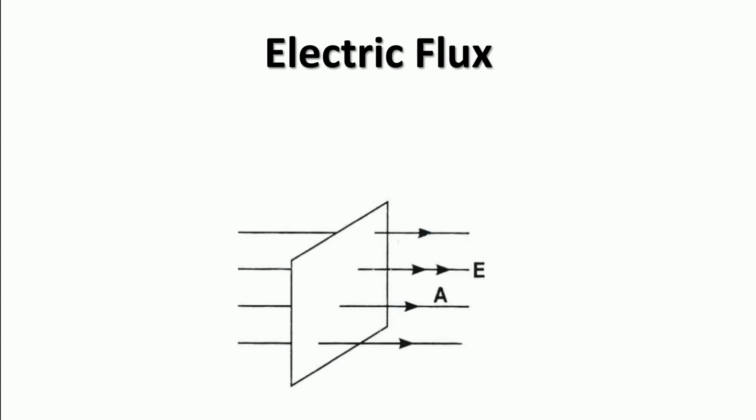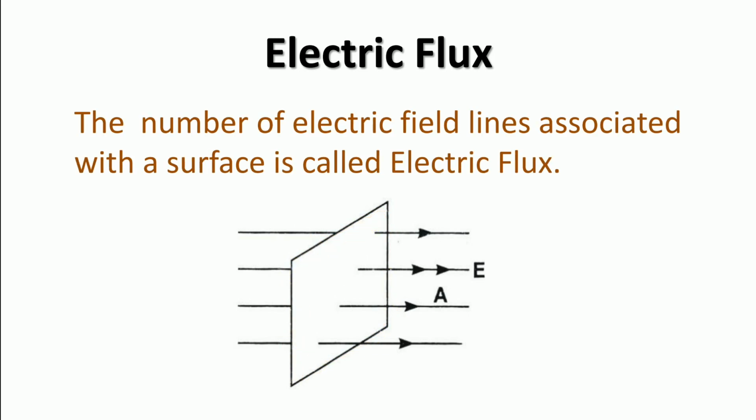Watch here. This is a surface which is placed in the electric field. These are the electric field lines in which this surface is placed. So the number of electric field lines which are associated with this surface is called electric flux. We can say that the number of electric field lines associated with a surface is called electric flux.